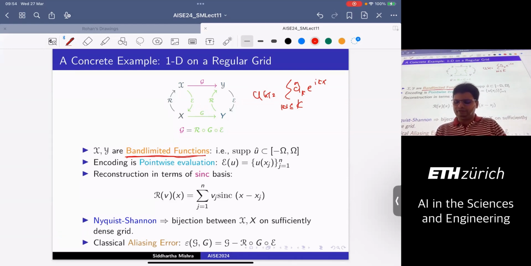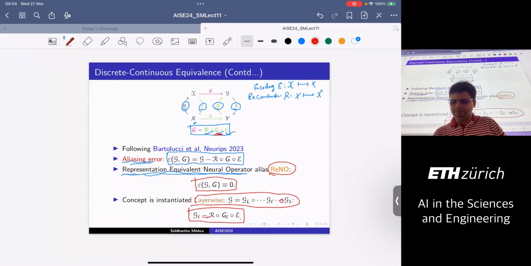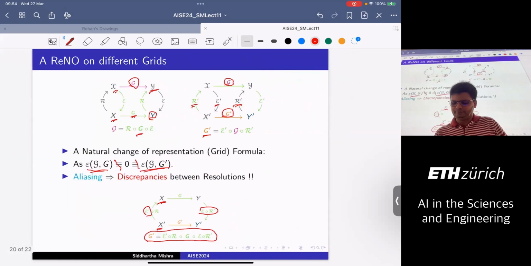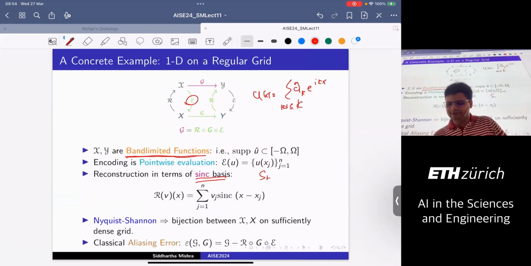So in that case, if you have band-limited functions, then the encoding between the band-limited functions is given in terms of pointwise evaluations. So you can just take a function, sample it on a grid, and then you can go back by using an interpolation using what is called a sinc basis. So all of you, I hope, know what the sinc function is. Sinc of x is roughly sine of x by x, there are some constants. Okay, this is a very well-defined function, very common in signal processing.